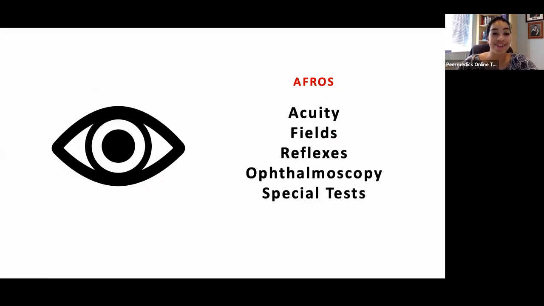So that's looking at acuity. That's your Snellen chart, and basically just seeing how good their general vision is. Looking at the fields, so seeing when you do the visual fields and you cover your eye, I'm sure you guys all know it, I'm not going to patronize you with that one. Reflexes, so that's pupillary reflexes, but also accommodation. And then the red reflex, which links into the next bit, which is ophthalmoscopy.